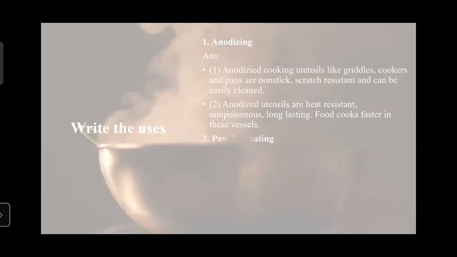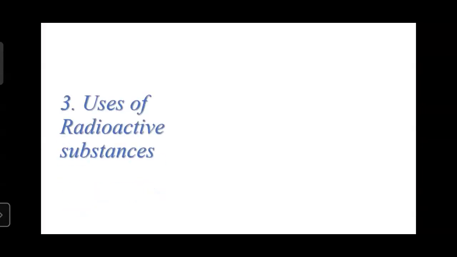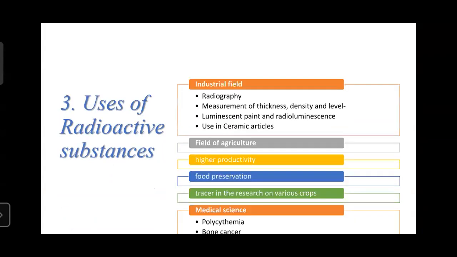Next one, powder coating. Domestic appliances and windows are powder coated. They are long lasting and also look attractive. They are used in drum hardware, automobiles, and cycle parts also. Third one, uses of radioactive substances.